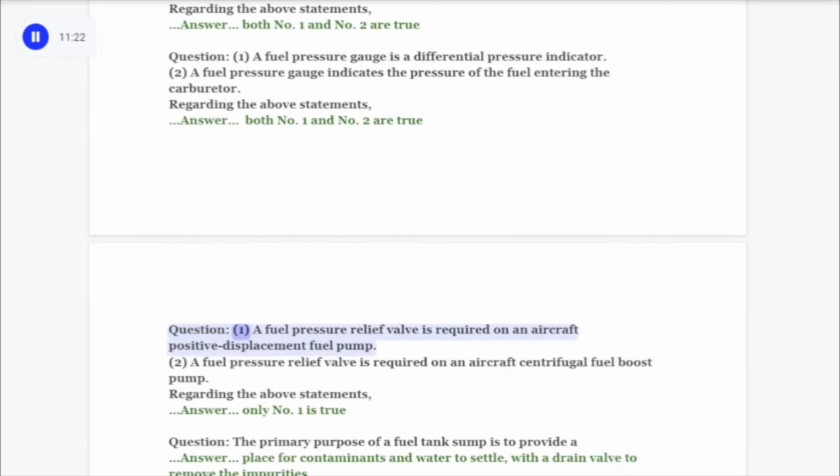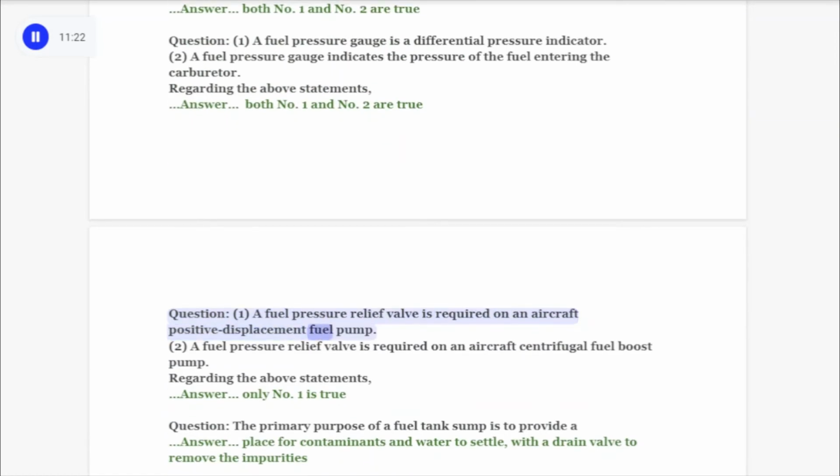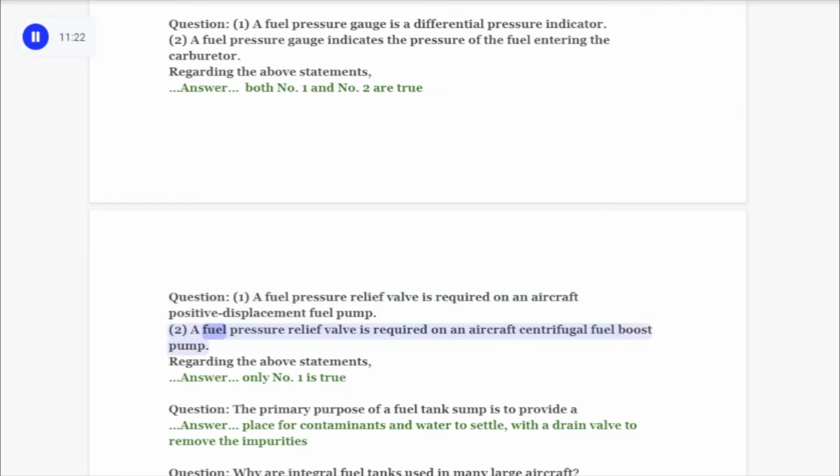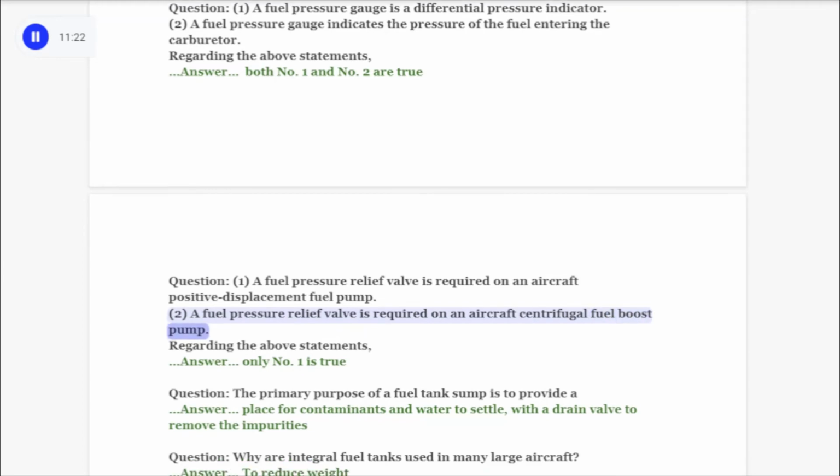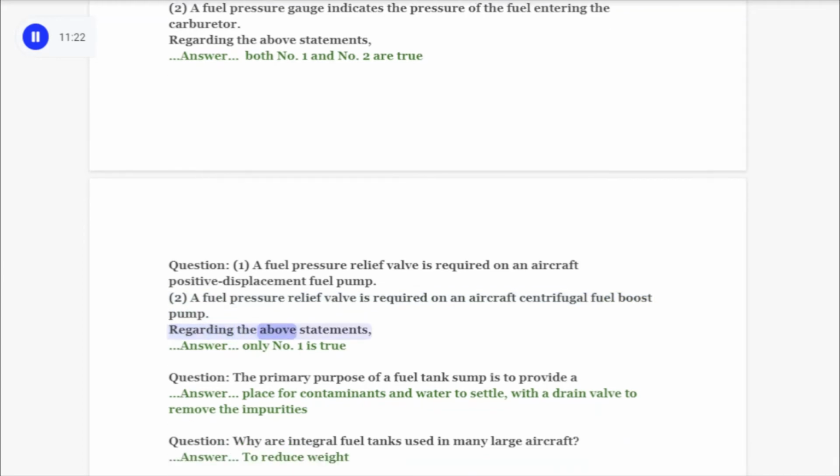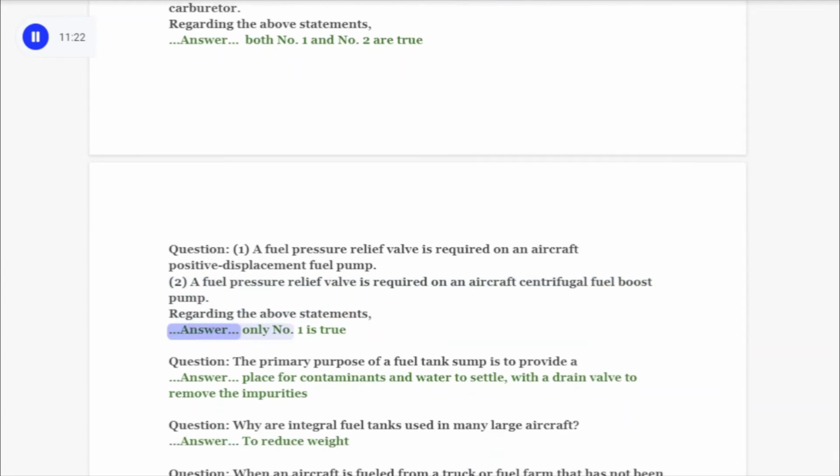Question: 1. A fuel pressure relief valve is required on an aircraft positive displacement fuel pump. 2. A fuel pressure relief valve is required on an aircraft centrifugal fuel boost pump. Regarding the above statements. Answer: only number 1 is true.